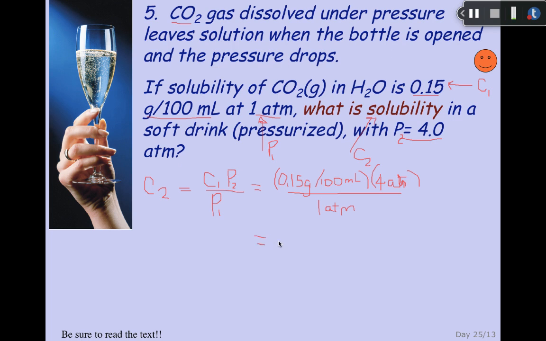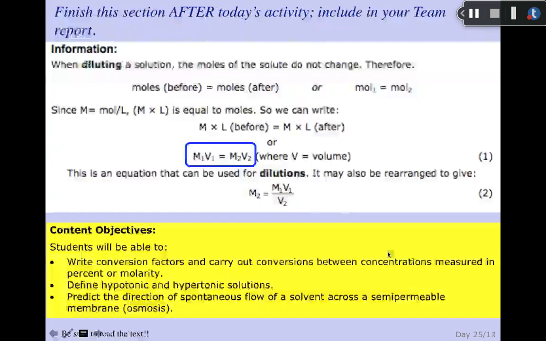And the answer will be 4 times 0.15, which if you pull out your calculator, you might suddenly have the same answer that I do. It's 0.6 grams per 100 milliliters. Not tricky to do. It's just one of those things that you have to be able to set up carefully, paying attention to which ones are 1 and 2.